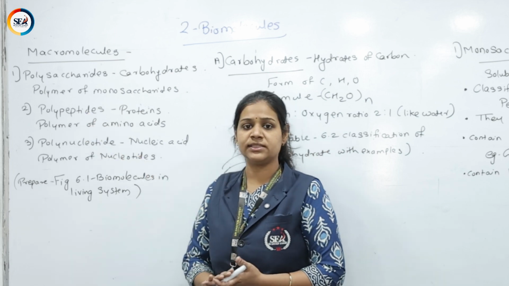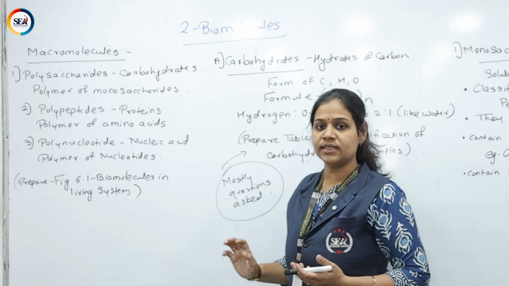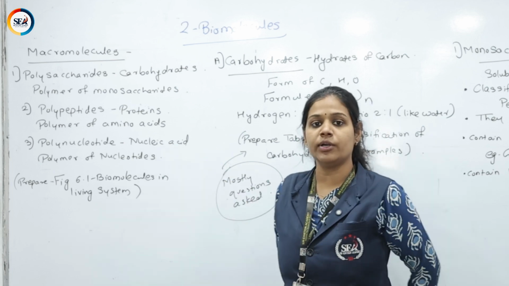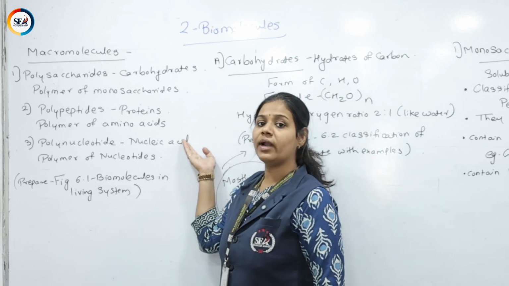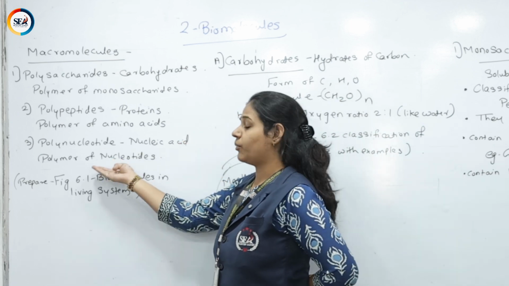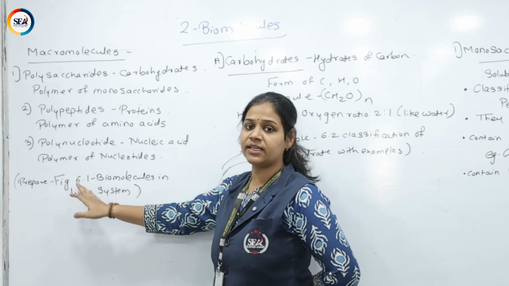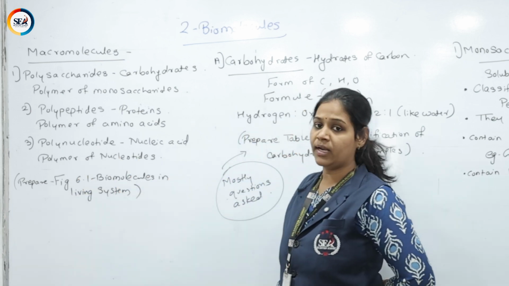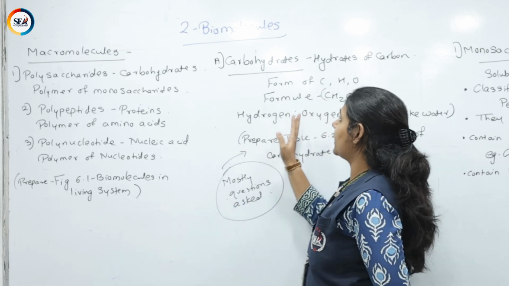Next, polypeptides. They are also called as proteins. They are polymer of what? Amino acids. Third is polynucleotides, means DNA, RNA. The polynucleotides are also called as nucleic acids. These are the polymer of nucleotides. Now, the figure 6.1 which is given in your textbook, you have to prepare that, the figure of biomolecules in living system.